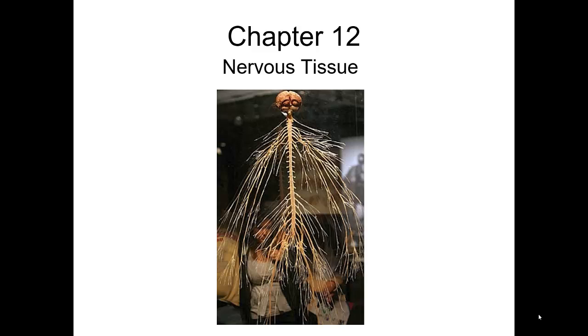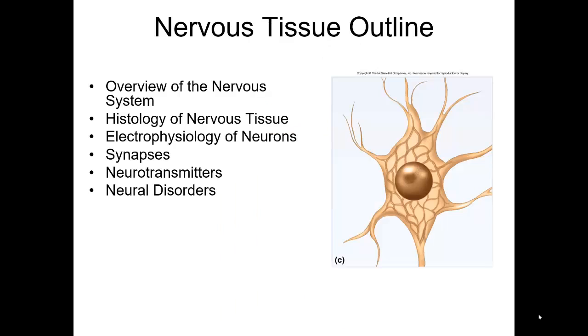Hi, with this lecture we begin Unit 4 of A&P 241, which is our nervous tissue or nervous system unit. During this chapter we are going to go over the overview of the nervous system and focus on the histology of nervous tissue as well as the electrophysiology of how action potential gets generated in the neurons and travels or gets conducted through the length of the neuron, as well as jumps from one neuron to the next neuron.